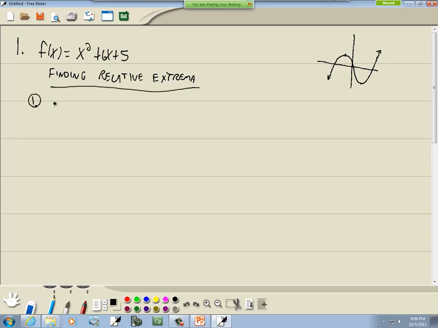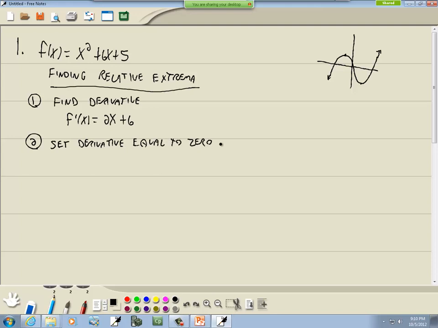Our first step is to find a derivative. So on this one, f prime, we take the power, put it out in front, lower it by 1. So we got 2x plus 6. Our second step, set the derivative equal to 0 and solve. So I'll set 2x plus 6 equal to 0.